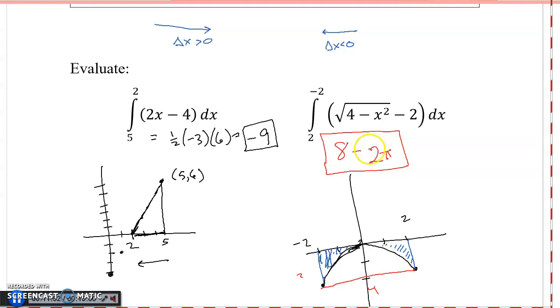We expect a positive answer because we've got a double negative situation going on here, right? We've got x going from 2 to negative 2, so dx is negative, but also our y values are negative as well because we're below the x-axis.